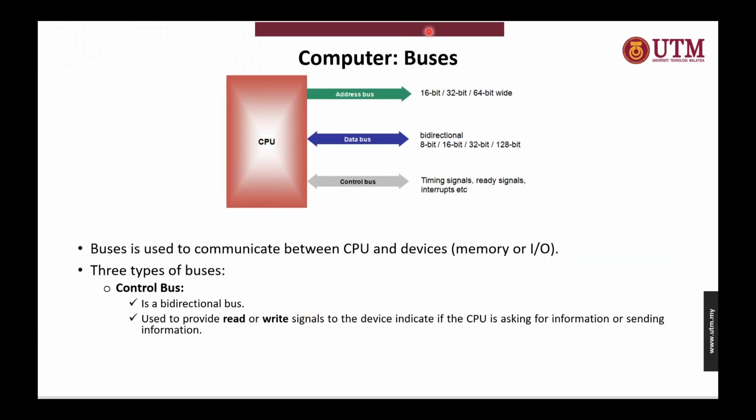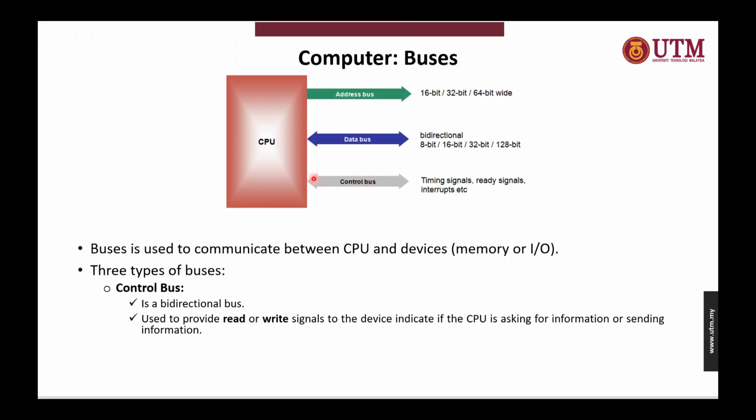Next we are going to look at the buses. Why are buses very important? They act as a communication pathway between the CPU, memory, and the input-output. There are three types of bus, we can see here. First is the control bus.